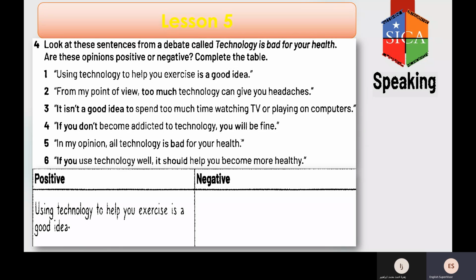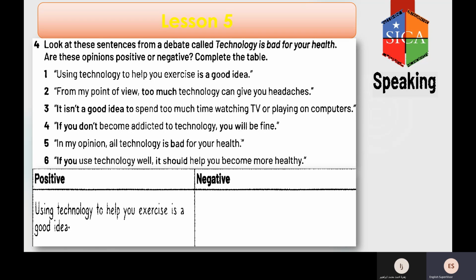So now we are going to read these 6 sentences and put them in their right place. If they are positive, we will say this is positive. If it is negative, we will say this is negative. Okay? Number 1. Using technology to help you exercise is a good idea. Positive. So this one is already written.